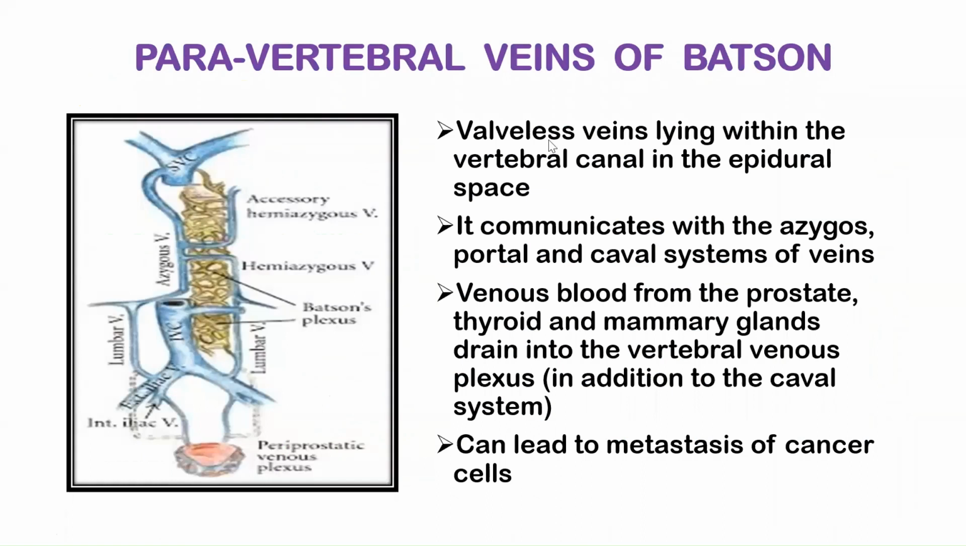The paravertebral veins of Batson are valveless veins lying within the vertebral canal in the epidural space. They communicate with the caval system, the azygous system, and also with the portal systems. It is seen that the venous blood from the prostate, the thyroid, and the mammary glands, in addition to draining into the caval system, also drains into the vertebral venous plexus. As a result, in case of increased intra-abdominal or intrathoracic pressure, the venous blood from these organs can bypass the systemic vein and drain directly into the vertebral venous plexus.